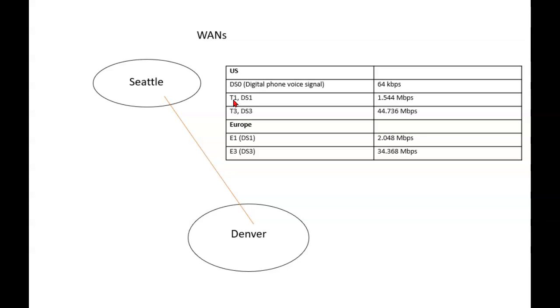So we don't know. The T3 line is a bundle of 28 T1 lines, so it can get 44.736 megabits per second. Over in Europe, they had slightly different meanings. So DS1 was an E1, probably stood for Europe or European, and could go 2.048, and E3 at 34.368. There are two of these that you should remember: T1 1.544 and T3 44.736.